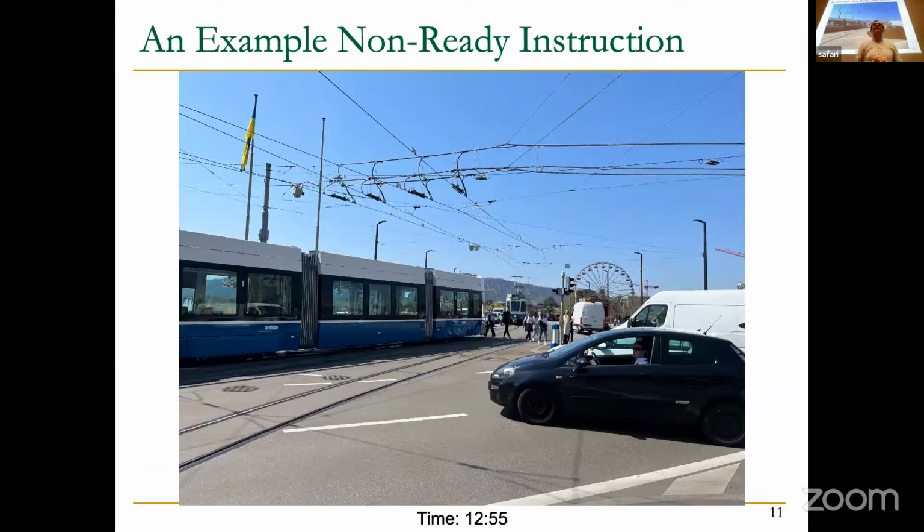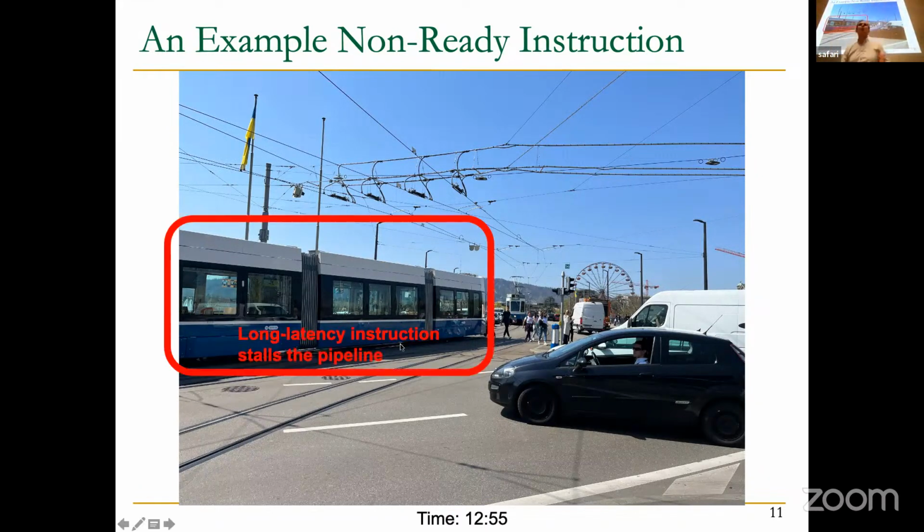And I'm going to use or abuse the example that I used earlier. So if you look at this instruction, this tram over here, it's long latency for whatever reason. I don't care if it is an exception. Maybe it's long latency because it's doing something important, right? Unfortunately, this instruction stalls the pipeline.